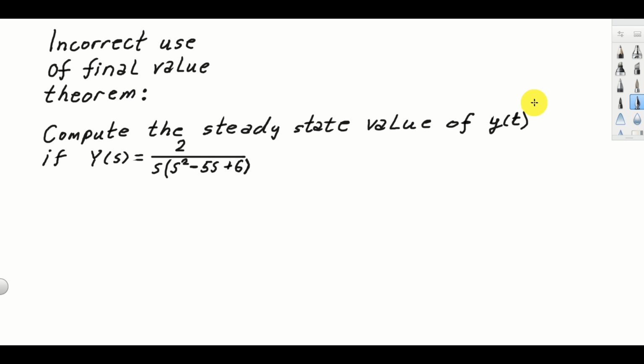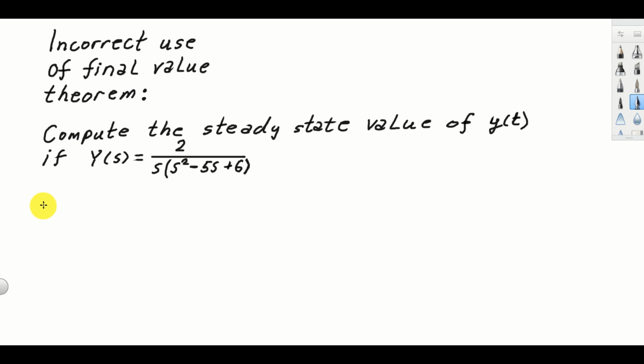And finally, let's explain how to incorrectly use the final value theorem. Let us assume that we are a student or an engineer and that we forgot the complete statement of the final value theorem and that we just remember the formula involving the limit values. Now, we forgot the main assumptions on the locations of the poles of our Y of s, and we simply apply the formula. Let's do that. Here's the problem. Compute the steady state value of y of t if capital Y of s is 2 over s multiplying (s squared minus 5s plus 6). And let's just blindly apply the formula.